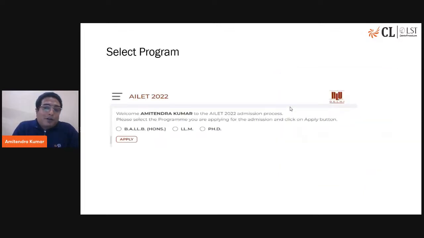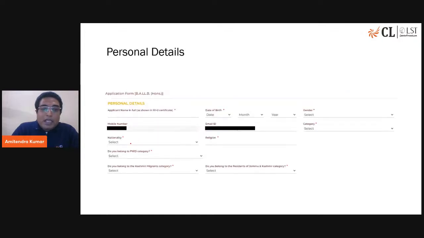Now, once you have logged in, you have to select the program. In your case, I'm talking about students who are looking forward to the 5-year integrated BALLB program. You have to first check this box, which is BALLB honors, and click on apply, and then your application page opens up. It's one single page, unlike CLAT where you have different pages. You have to scroll down and keep on filling the information. So the very first particular which you have to fill in is your name. Now, what that name has to be: it should be as per your 10+2 certificate.